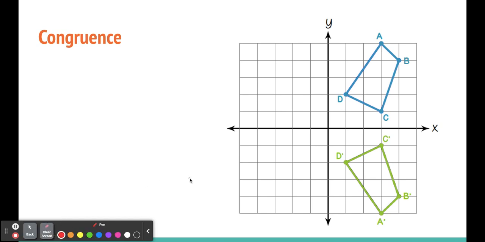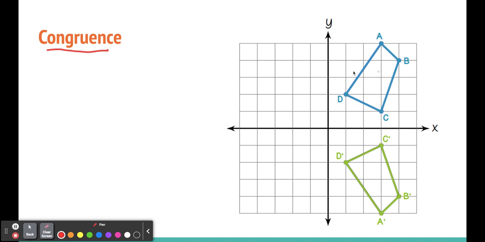We've learned that rigid transformations mean that the two figures, the pre-image and the image, have exactly the same side lengths and exactly the same angle measures. This relationship has a special name. It's called congruence. So when two figures are related by rigid transformation, we say that they are congruent or that they have congruence. Those two phrases mean the same thing.